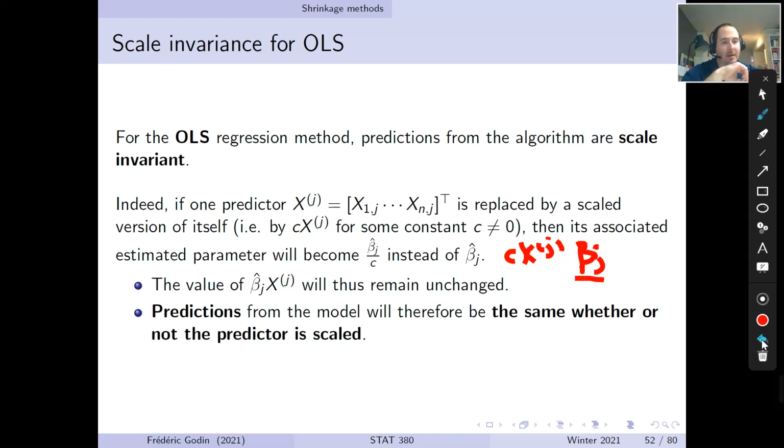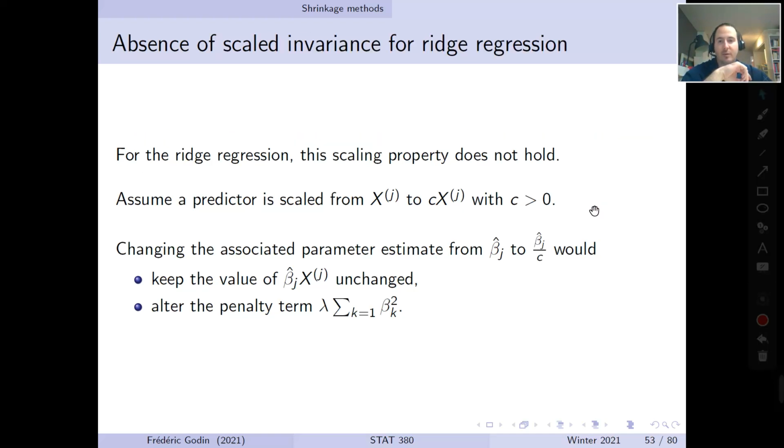Now, does the same happen for ridge regressions? So if you try to do that, if you take a parameter and scale it by multiplying by some constant c, which is, for example, greater than 0, what would happen if in the optimization you took the original optimal slope and divided it by c? Of course, the product would remain the same, so the prediction errors would remain exactly the same.